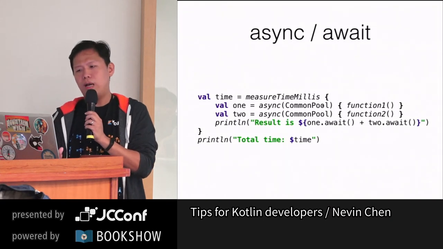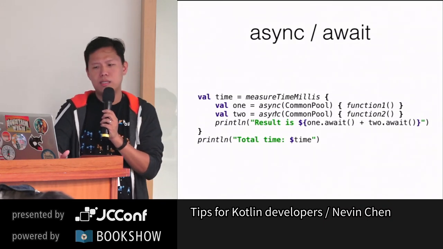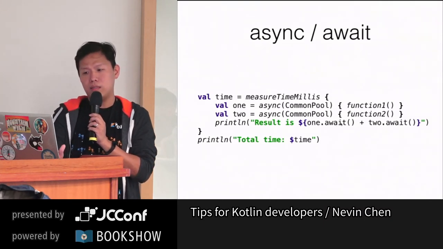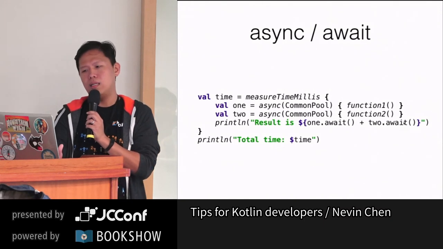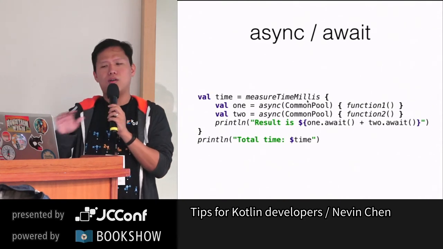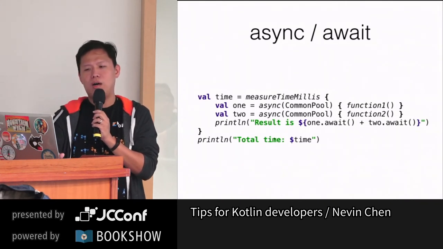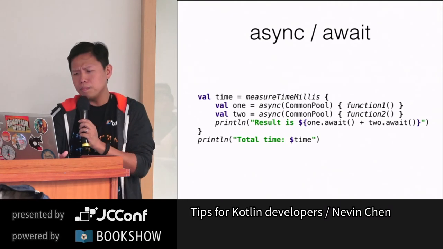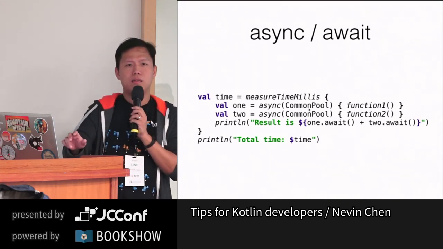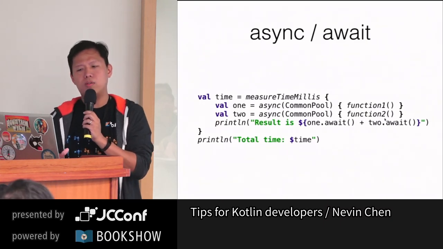So if we have two functions, one costs 1 second, the other costs 2 seconds. If I do them asynchronously, when the compiler sees this, it will wait for the first one to complete, and this will wait for the second one to complete and print out the result. And this measure time millisecond is not coroutine, it's just a wrapper that gives you the time: it returns the start time and end time and does the minus. So you can know how much time this block of code used. So this will actually use 2 seconds because these two calls are started asynchronously. So they start at the same time. If you remove the async here, it will be 1 second plus 2 seconds, so it will be 3.